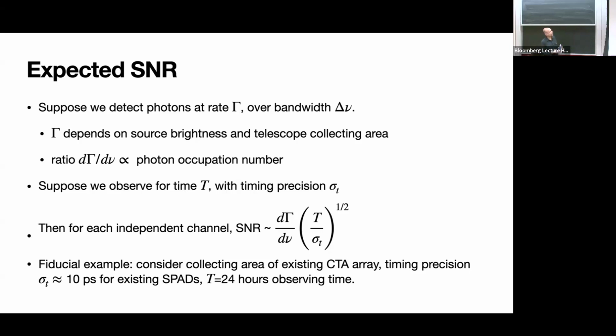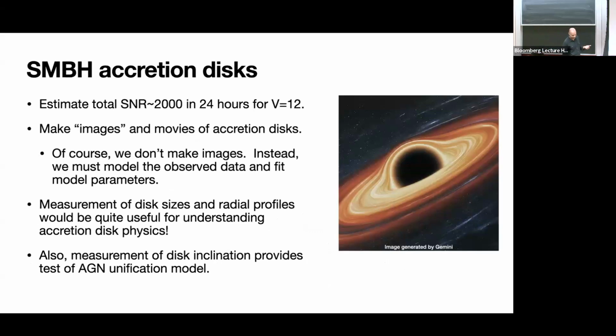So for the forecast I'll be talking about, just have these numbers in mind for the fiducial observing program. For that program, the CTA array, 24 hours, for a bright AGN, you get an SNR of thousands in 24 hours. Thousands, right? So this is not just barely marginally detecting the source, this is detecting it at a huge significance. So this is large enough that you can study these objects in great detail. You can measure many, many independent numbers describing these objects.